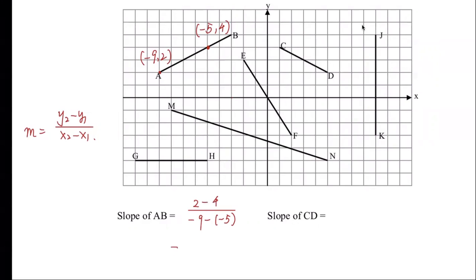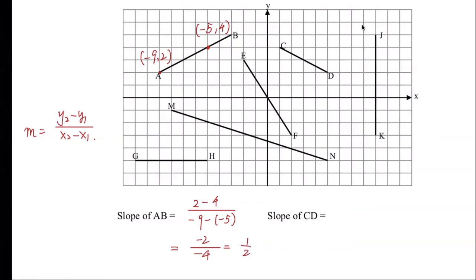So this is equal to 2 minus 4, that's minus 2, right? Minus 2. Minus 9 minus 5, that's minus 9 plus 5. Minus 9 plus 5, that's minus 4. So over minus 4. So this is equal to 1/2.